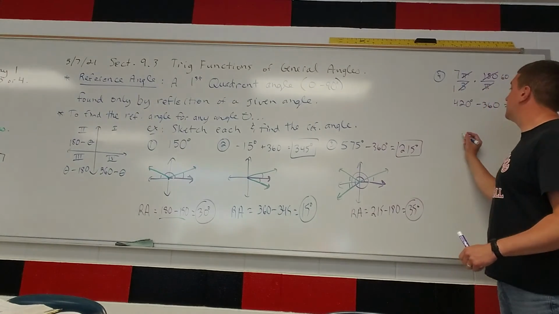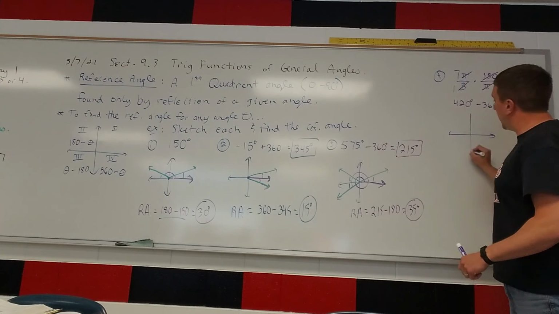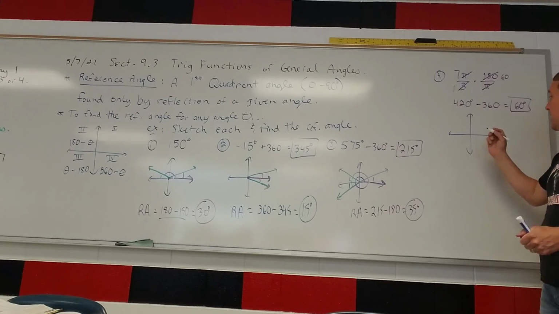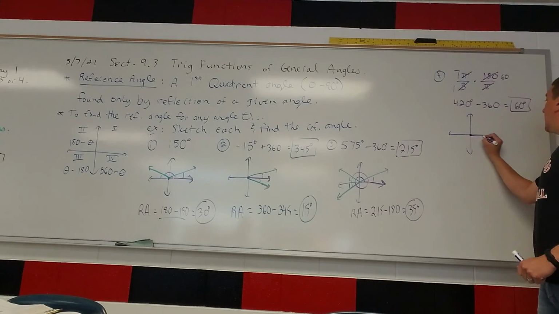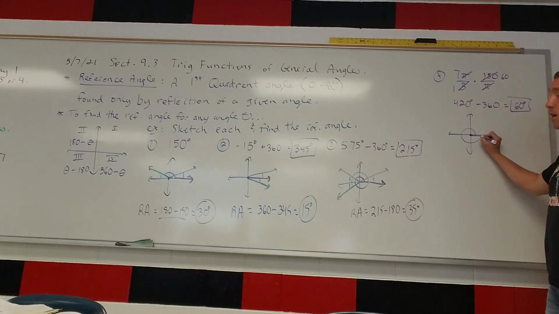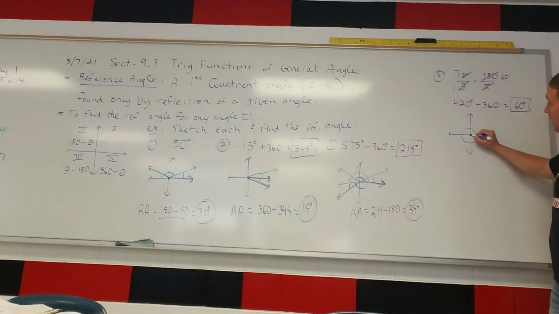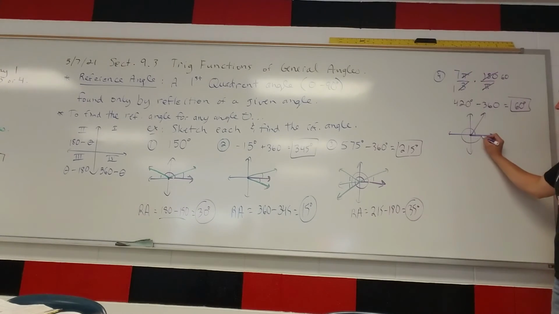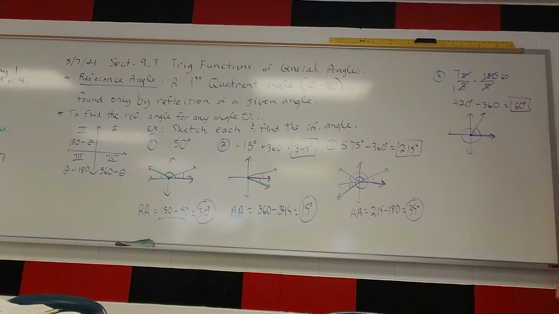All right, here it is. There's my x-axis. There's my y-axis. My initial side goes there. My terminal side gets rotated 1 full rotation plus another 60 degrees, right? That's what a 60-degree angle looks like. So your full arc is 1 full rotation plus an extra 60 degrees.